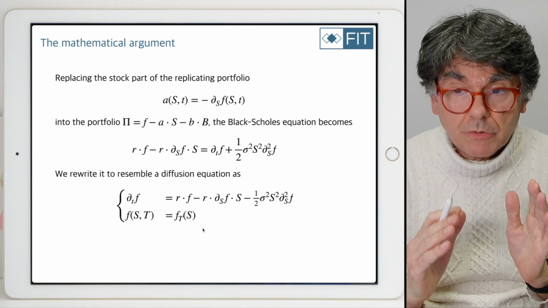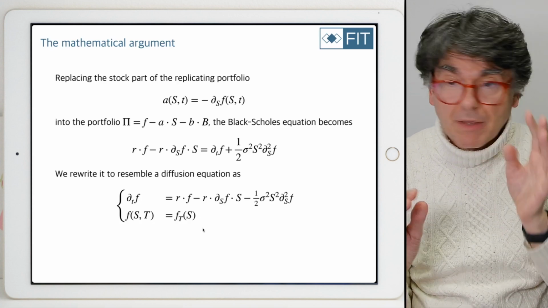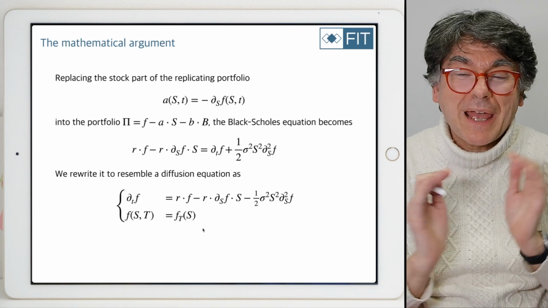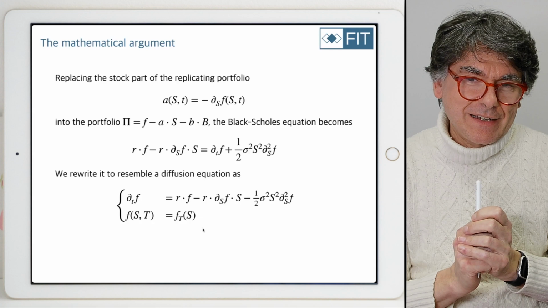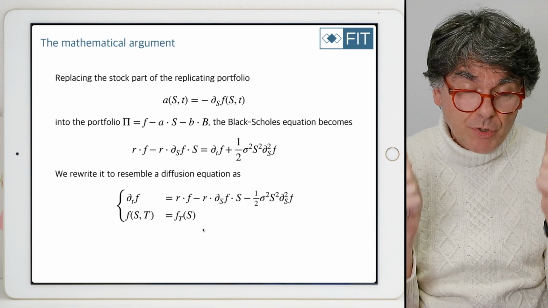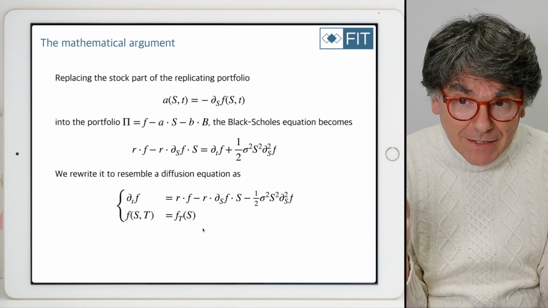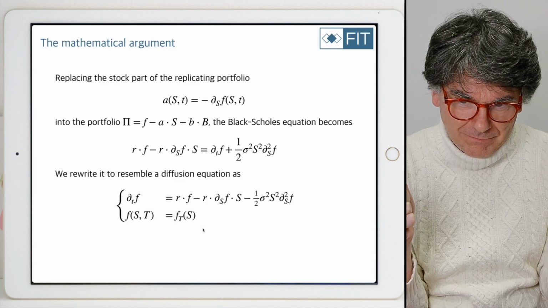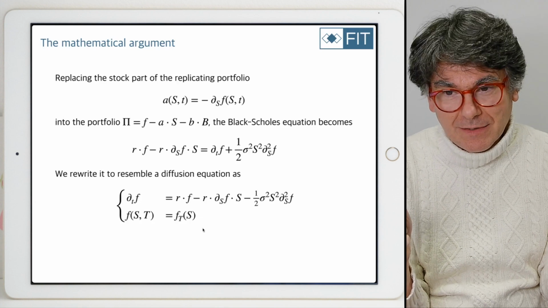That's all I want to do today. In the next slide, I solve it for you, but I don't want to do that. I want to end here. I want you to realize that we have joined two Nobel Prizes, Einstein and Merton and Scholes and Black.